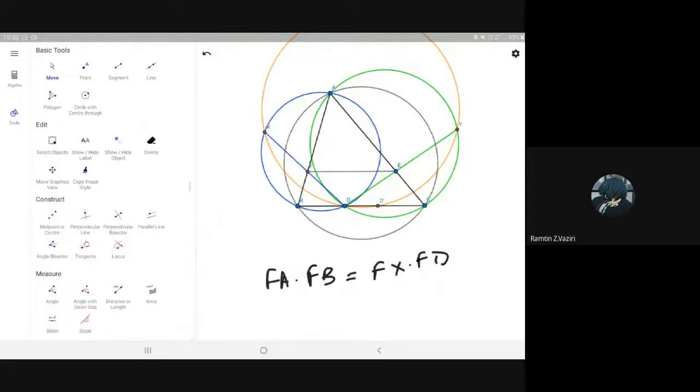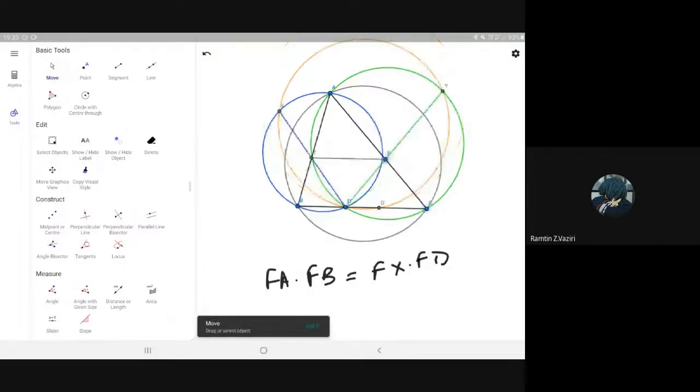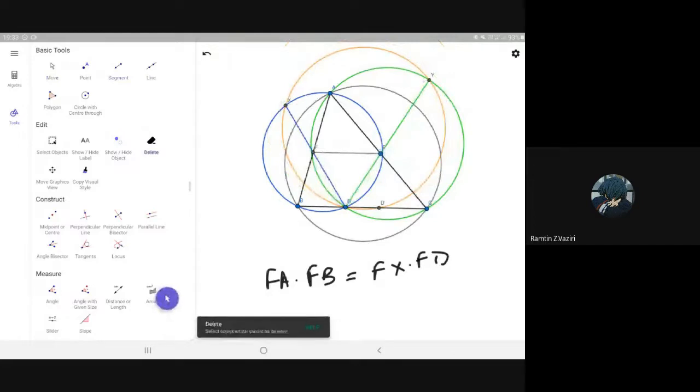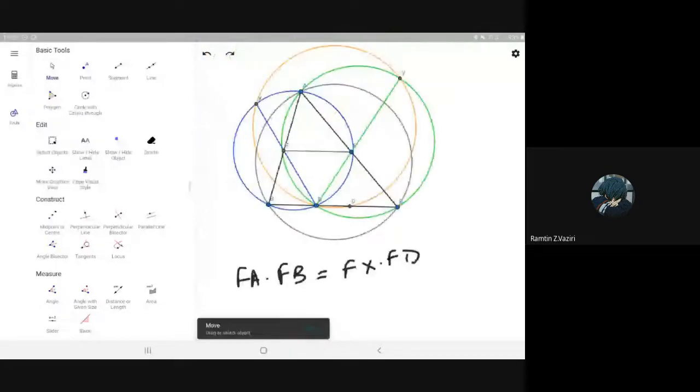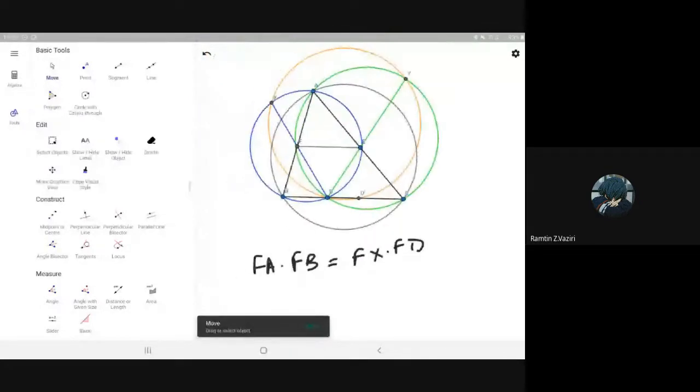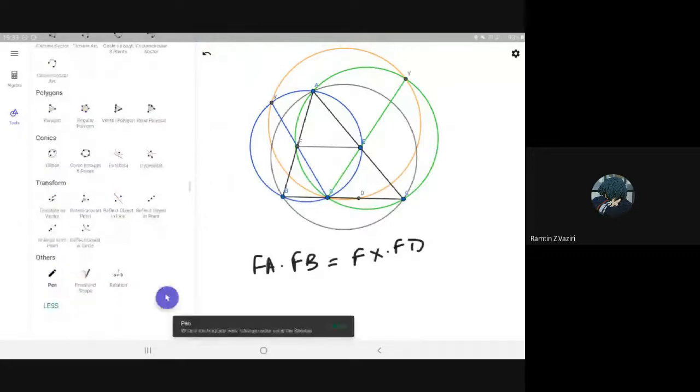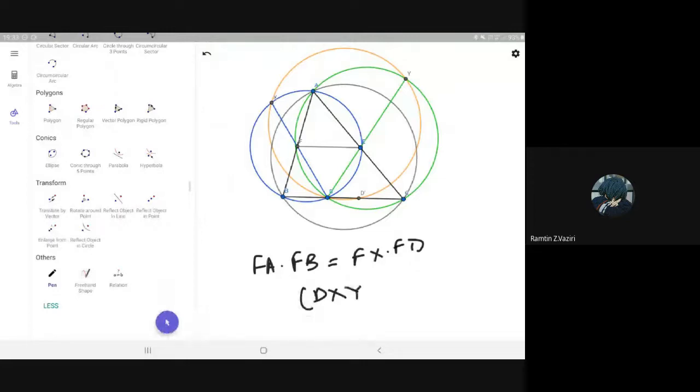So isn't xy parallel to fe? That sounds false. That is quite false actually, because just wait. Yeah, it's false. What does the length condition tell you about F? Can we say F lies on the radical axis of dxy and abc?